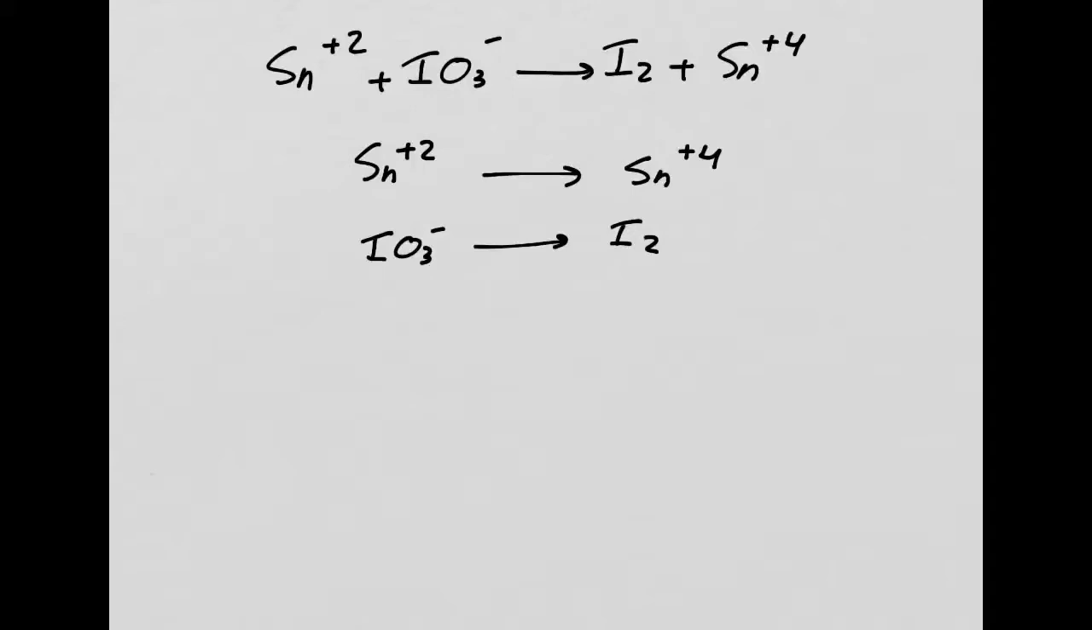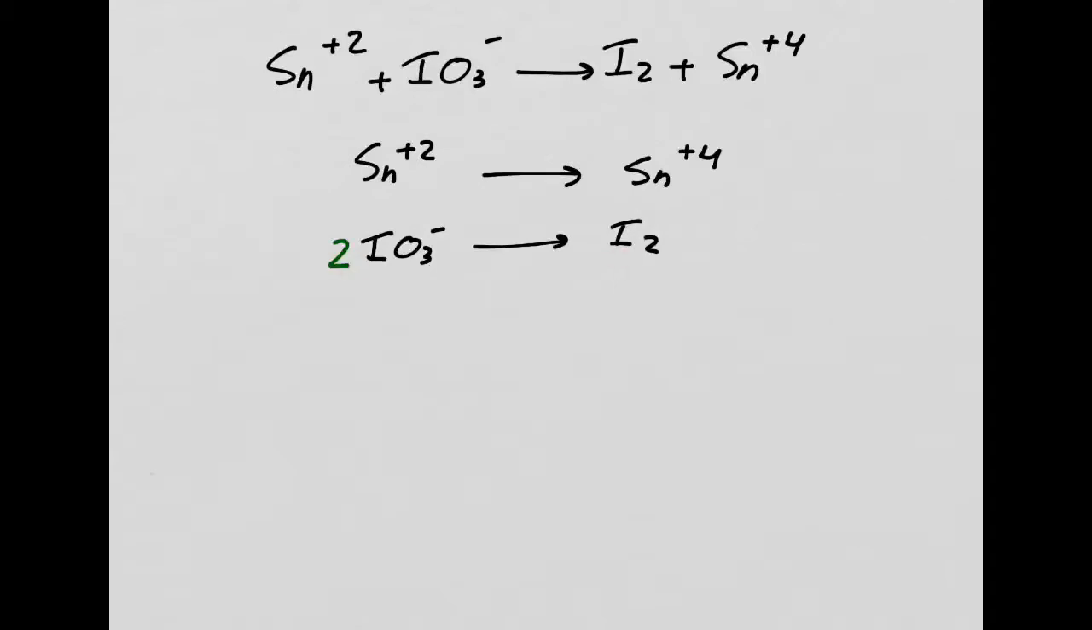Rule number 2, you balance everything except oxygen, hydrogen, and charges. So I have 1 Sn, 1 Sn. Okay, don't worry about the oxygen. Here I have 1 I, here I have 2 I. Okay, so what do I have to do? I have to add a 2 over here. So then I have 2 I, I have 2 I.